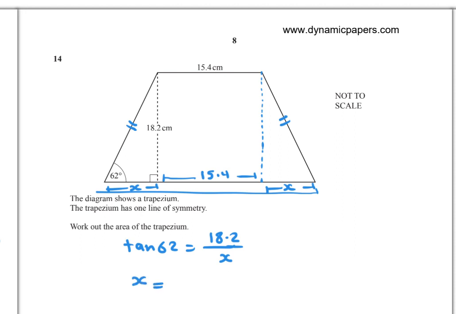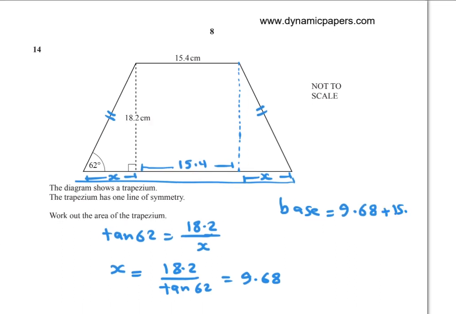So x equals 18.2 over tan 62 equals 9.68. So now the base, this base equals x plus 15.4 plus 9.68, which equals 34.76.